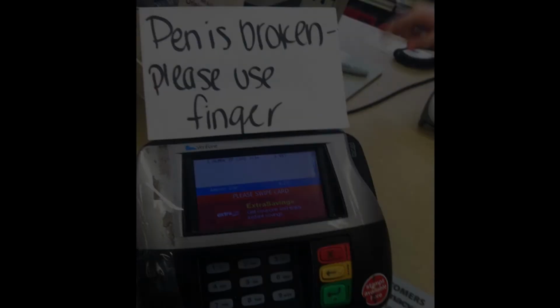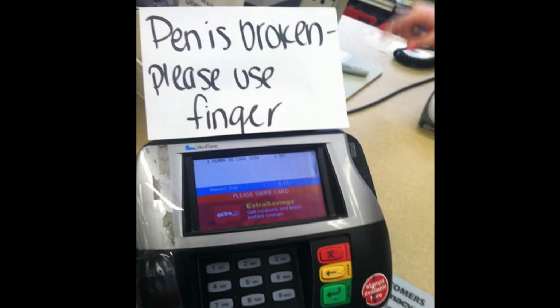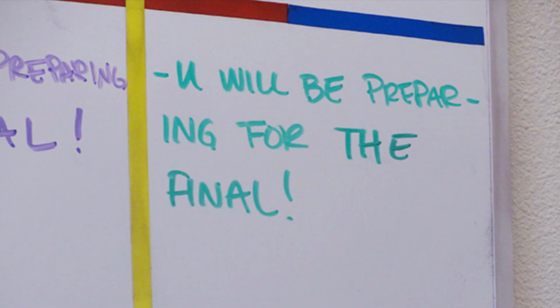Okay, and now we have a few examples of when people are writing things by hand. You need to be aware. This one is not terrible, but it's still, yeah. It looks like an intentional joke, but I mean, it is funny. Penis broken. Please use fingers. Bad. Funny. And okay, this one I found online yesterday when I was preparing for this.